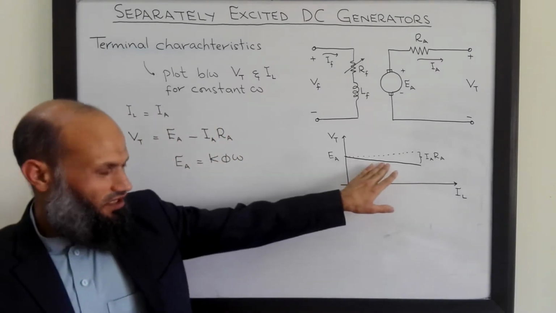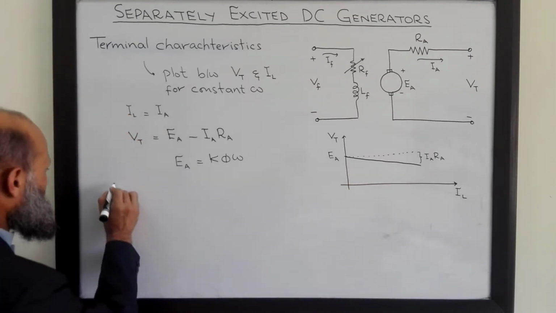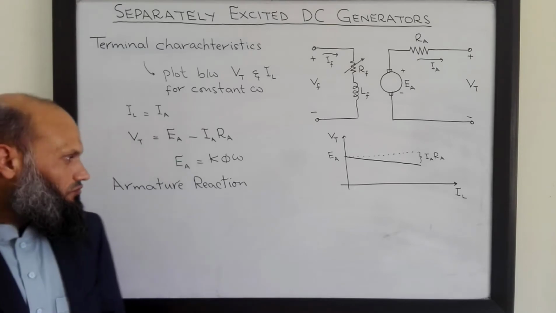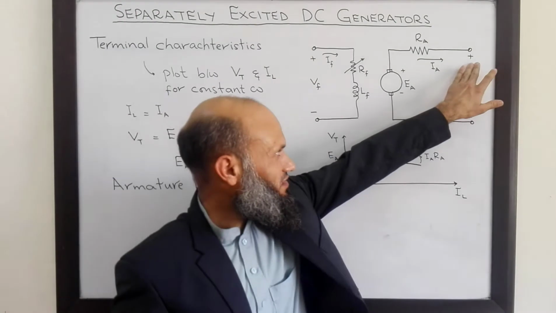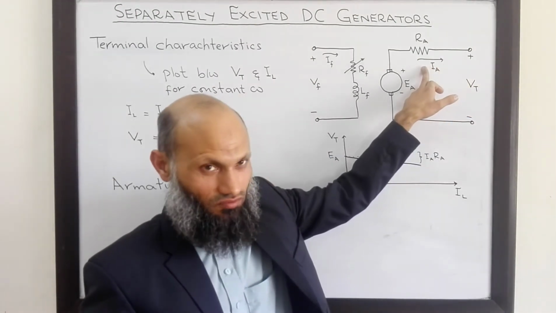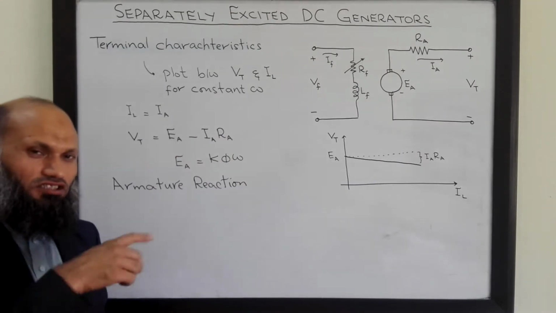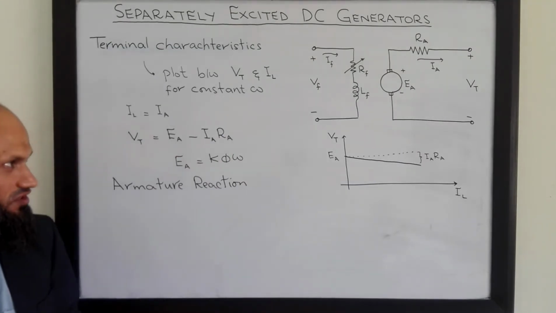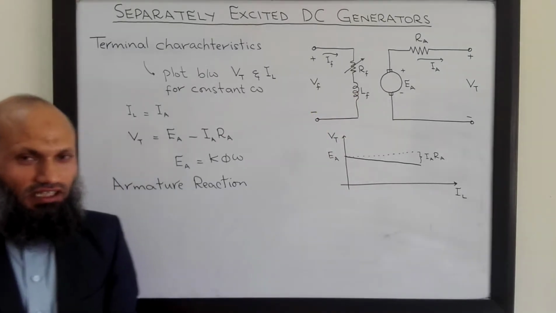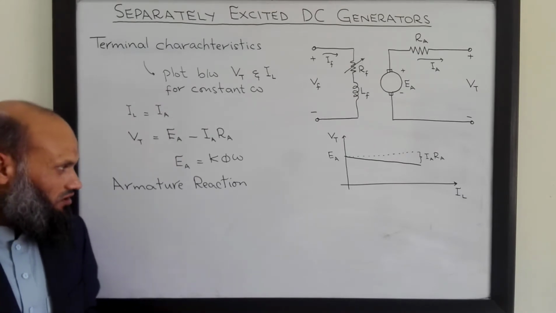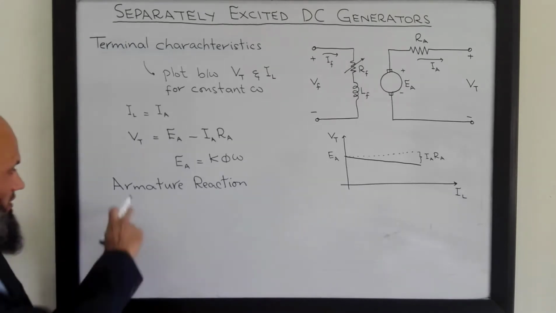In obtaining these terminal characteristics, we have ignored one effect, that is the armature reaction. What is armature reaction? We have talked about armature reaction in much more detail. When load is connected to the generator, current starts flowing in the armature winding, and the currents in the armature winding have their own magnetic field, which interacts with the main magnetic field created by electromagnets, and therefore distorts the magnetic field in the machine. That distortion is called armature reaction.